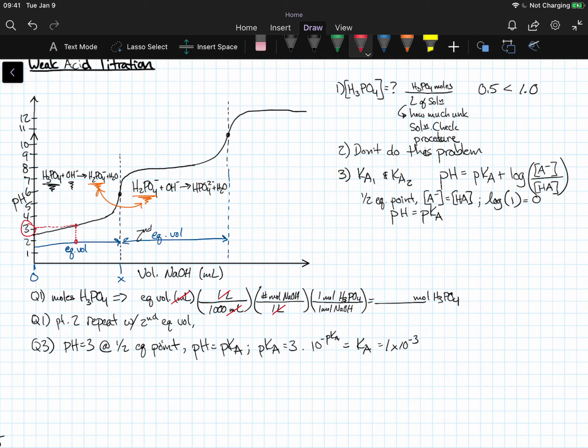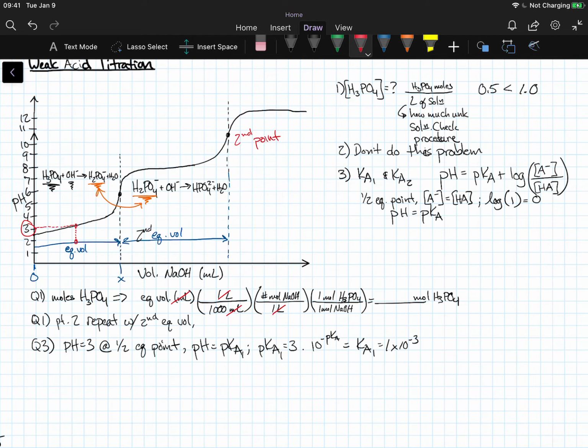And the same process is true for the second Ka value. So this would be Ka1. Should be specific here. We're talking about Ka1. To get Ka2, we just need to go to the second equivalence point. So this is the second equivalence point. We need to take the half equivalence volume from there.